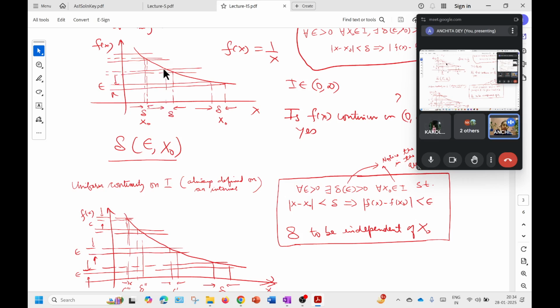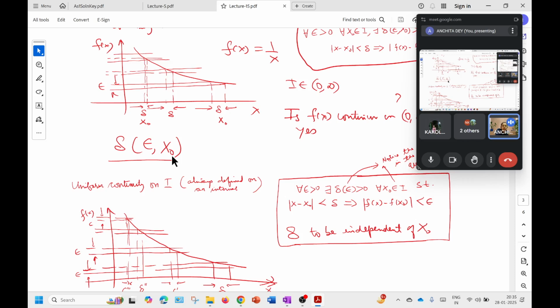Now, if you are coming into this less slopey region, and your x naught is here, for the same epsilon, if you project the vertical delta lines, you will see that the delta has increased in size. If you further find continuity at this point, where this is your x naught, your delta is larger still. So in this kind of case, delta is dependent on epsilon as well as x naught. At what point you are finding the continuity also matters.